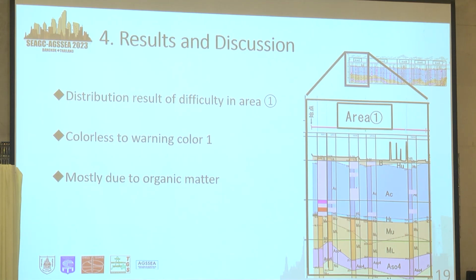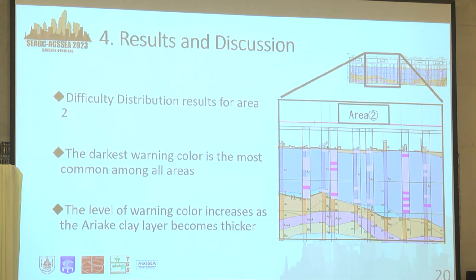For Area 1, color 3 was observed at some locations, but overall the warning color ranged from no color to color 1. The reason for the color 1 in this area is mostly due to contamination by organic matter. Area 2 was the most frequently observed area considered to be high risk. The risk of the warning color increases as the Ariake Clay Formation becomes thicker.